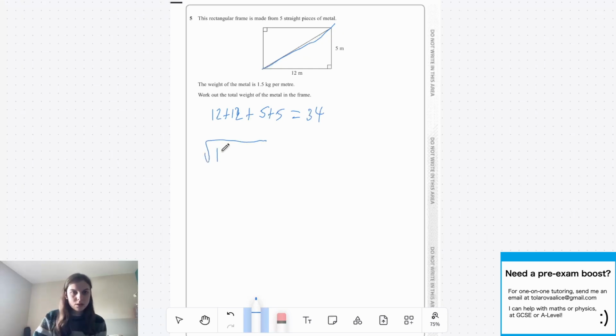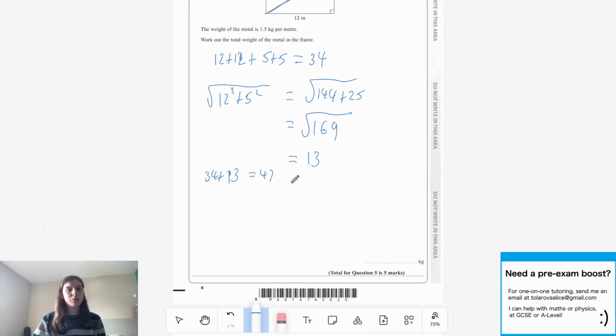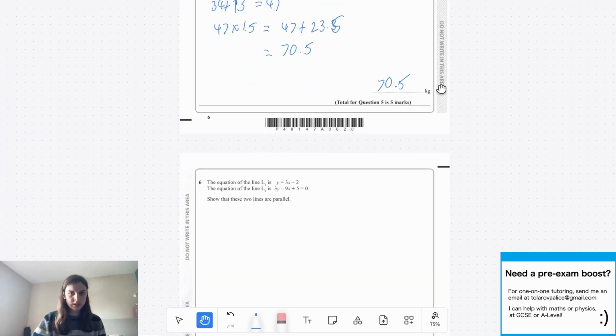And then the diagonal we can find by using Pythagoras. So it'll be the square root of 12 squared plus 5 squared, which is equal to the square root of 144 plus 25, square root of 169. And that is just 13. So it'll be 34 plus 13, which is 47. Now we just need to multiply 47 by 1.5. 47 multiplied by 1.5 will be 47 plus half of 47, which is 23.5. And this added together will be equal to 70.5. Simple as that. 70.5 kilograms. And let's move on.